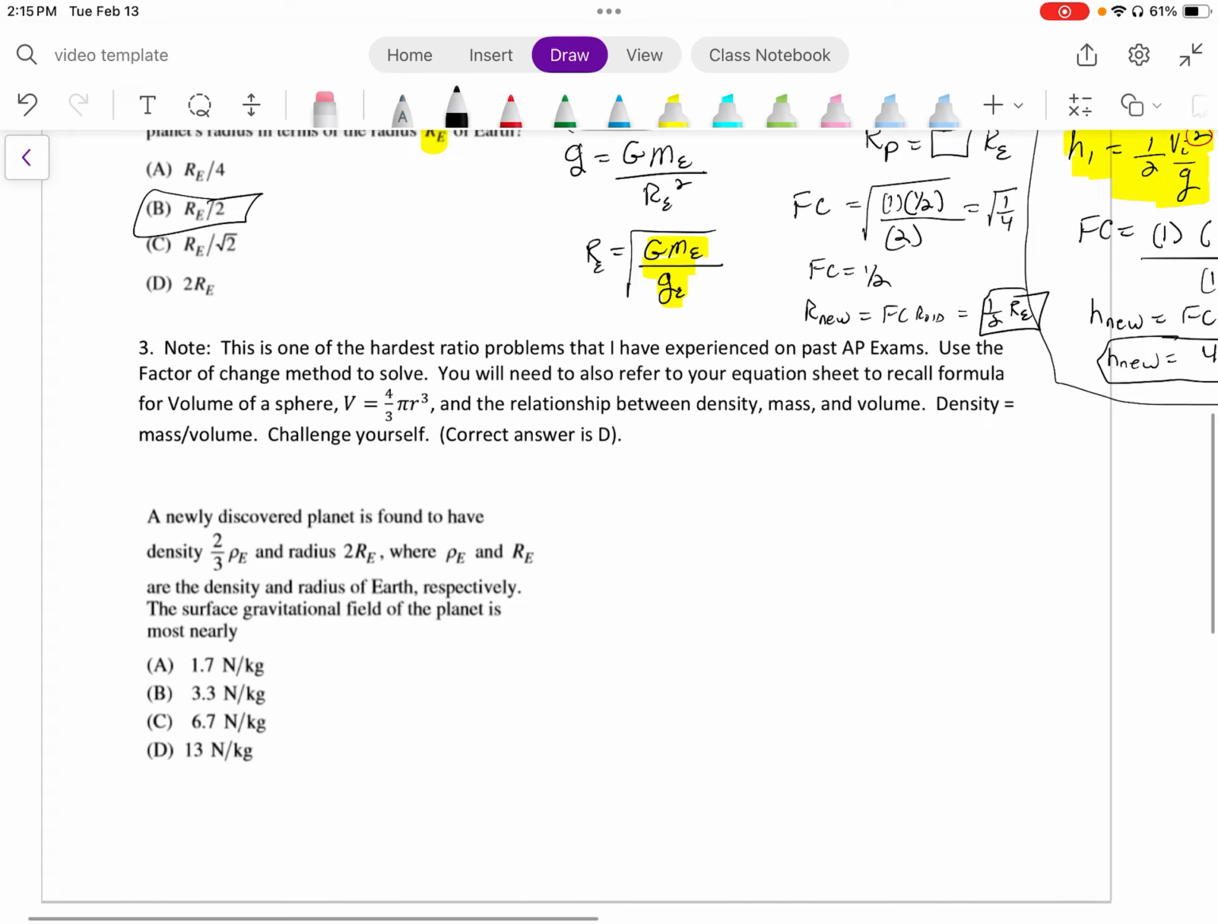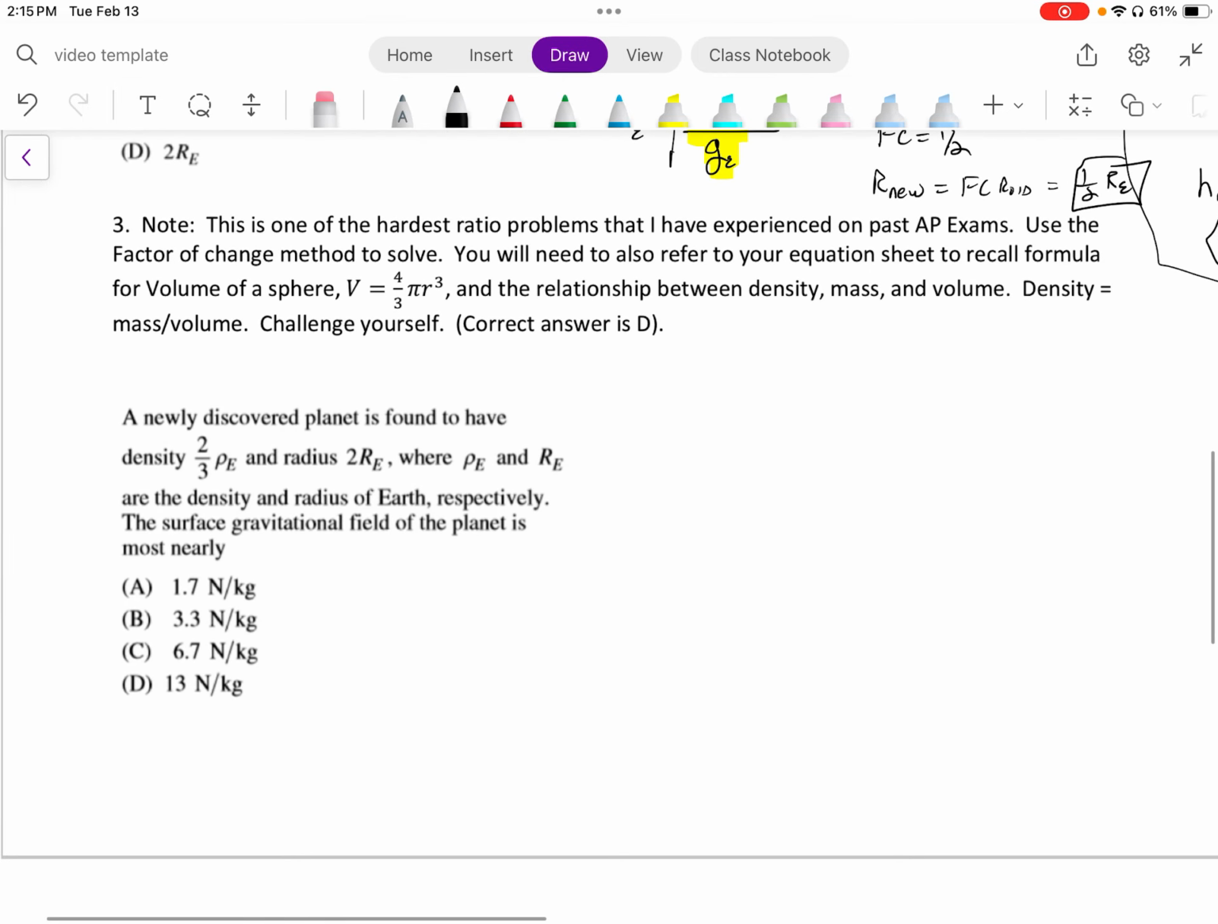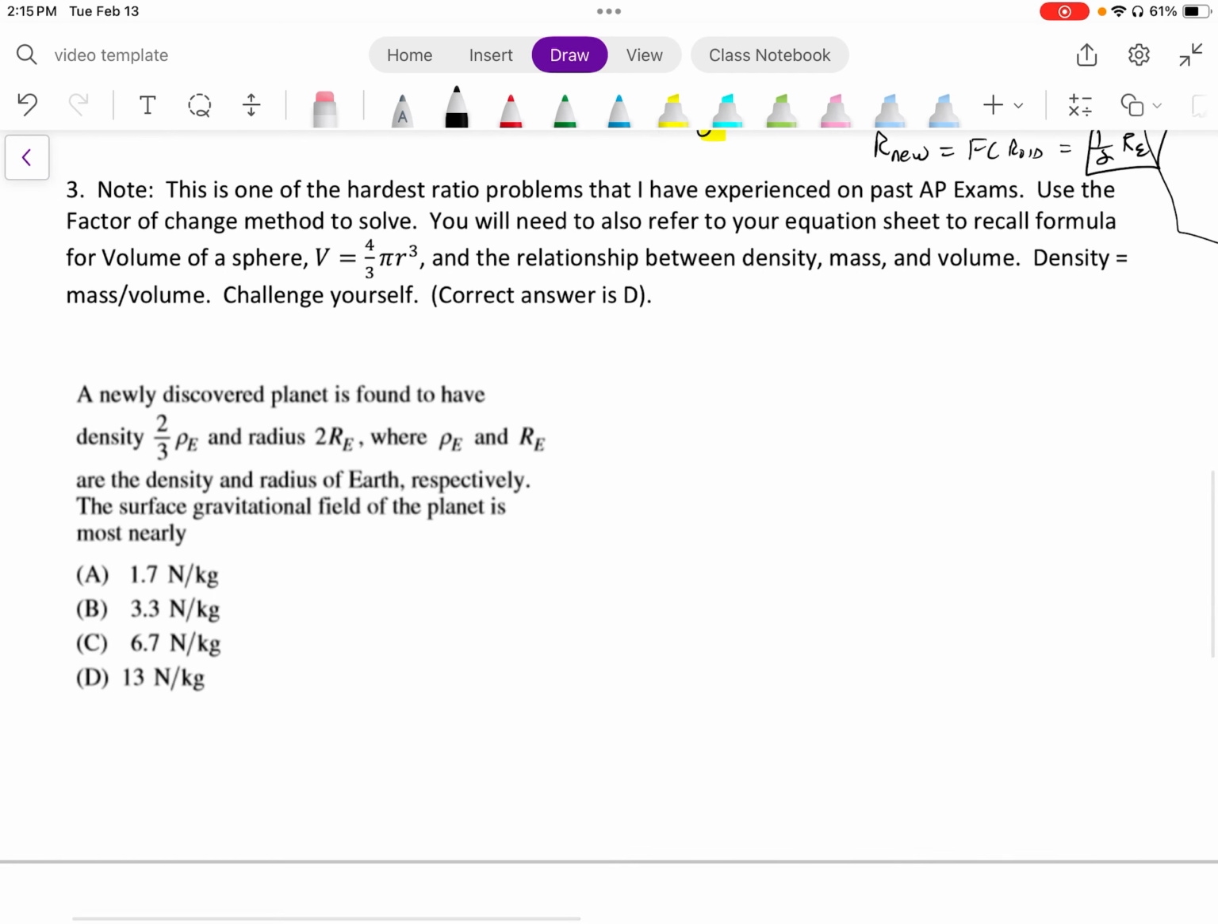Now, number 3. This is the hardest, what I call ratio problem, that I have seen on an AP exam. I used to do it by developing an equation for one item, developing the equation for the other, and then dividing the two. And it took me 20 minutes to do the math on this without using the factor of change method.